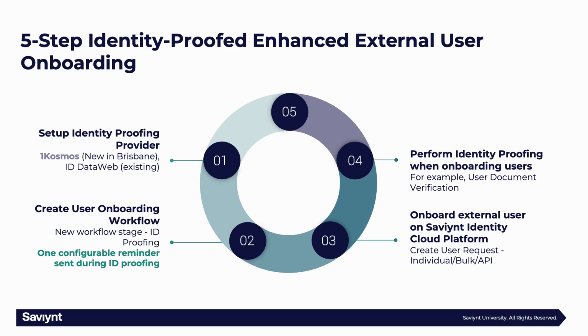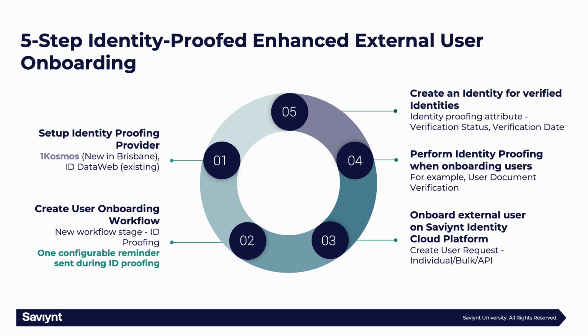In the fourth step, you perform identity proofing when onboarding users. The user submits documentation for verification as part of the identity proofing process. In the fifth and the final step, you create an identity for verified identities. Once the verification is successful, the Saviynt Identity Cloud platform creates the user identity, enriched with attributes such as verification status and verification date.